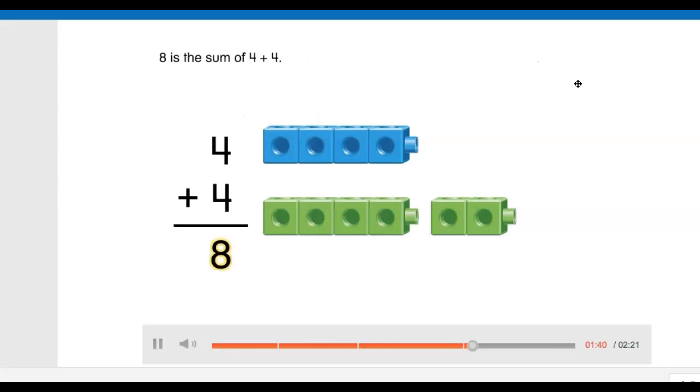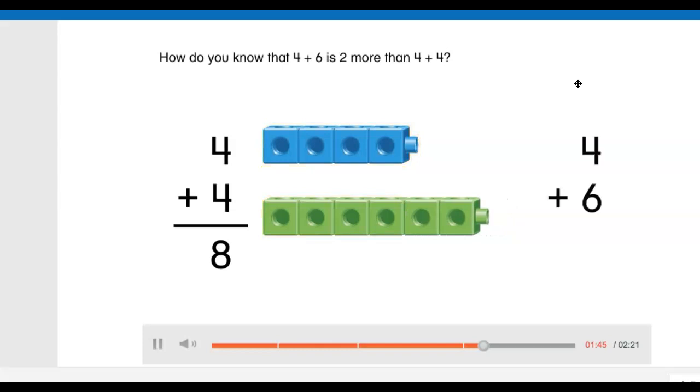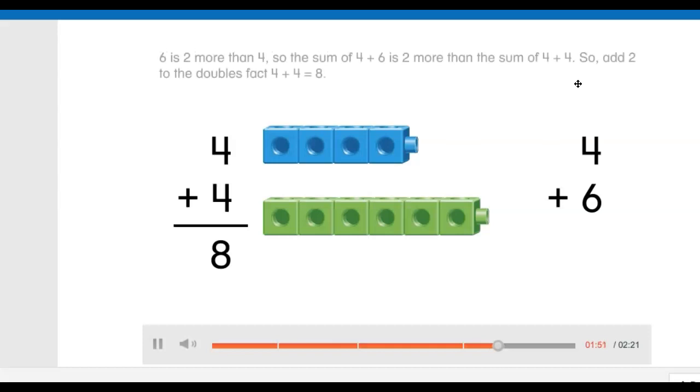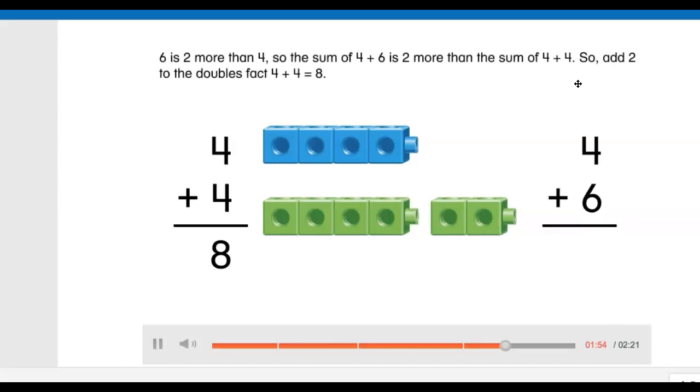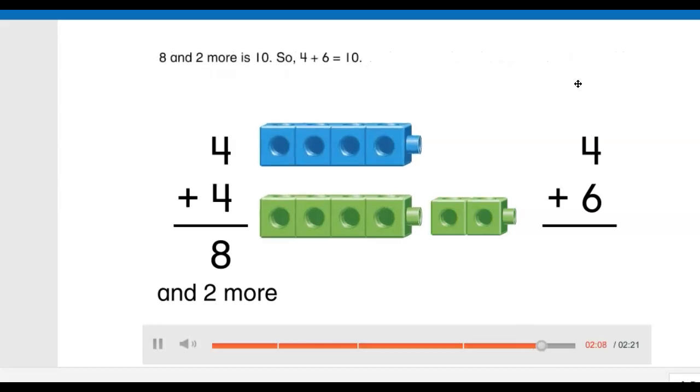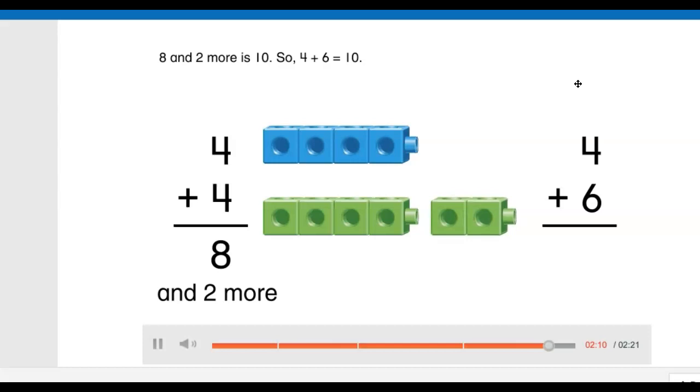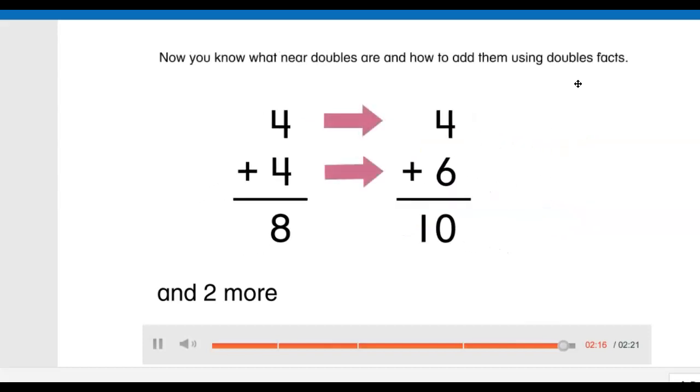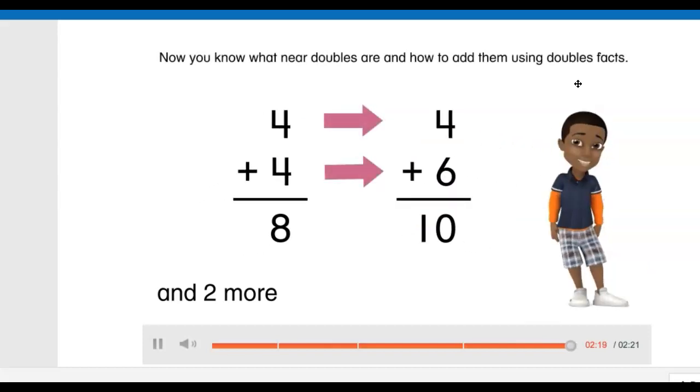8 is the sum of 4 plus 4. How do you know that 4 plus 6 is 2 more than 4 plus 4? 6 is 2 more than 4, so the sum of 4 plus 6 is 2 more than the sum of 4 plus 4. So add 2 to the doubles fact 4 plus 4 equals 8. 8 and 2 more is 10. So 4 plus 6 equals 10. Now you know what near doubles are and how to add them using doubles facts.